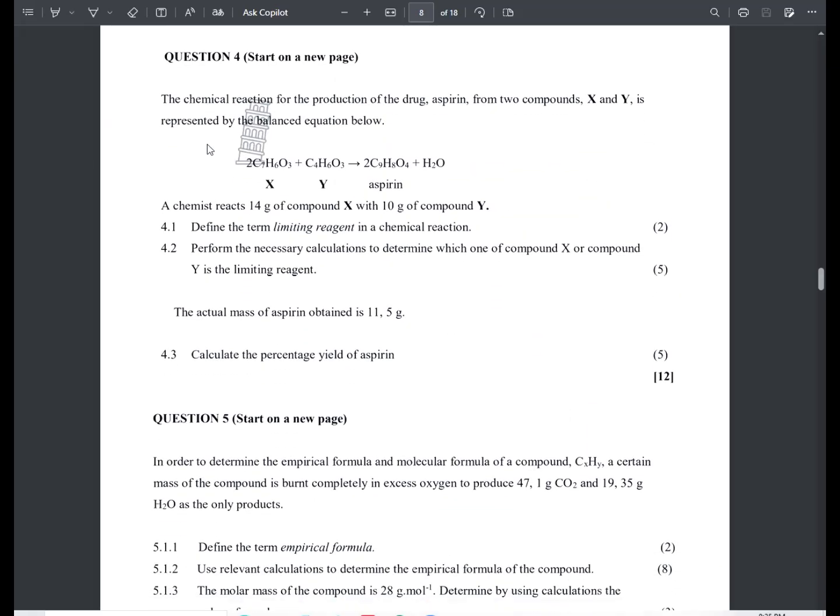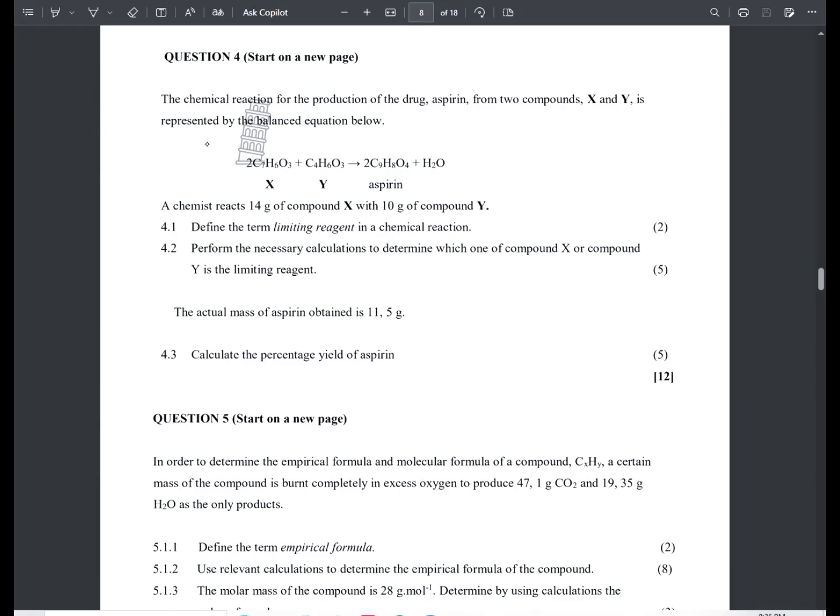All right, question 4 now. The chemical reaction for the production of the drug aspirin from 2 compounds X and Y is represented by the balanced equation below, right? So there we go. We are given compounds X and Y, and then the product there is aspirin, and then we have water as well. A chemist reacts 14 grams of compound X with 10 grams of compound Y. Define the term limiting reagent.